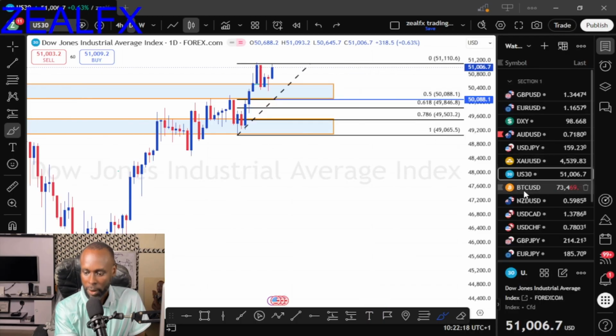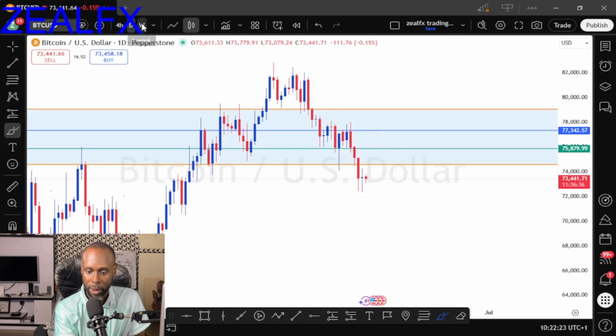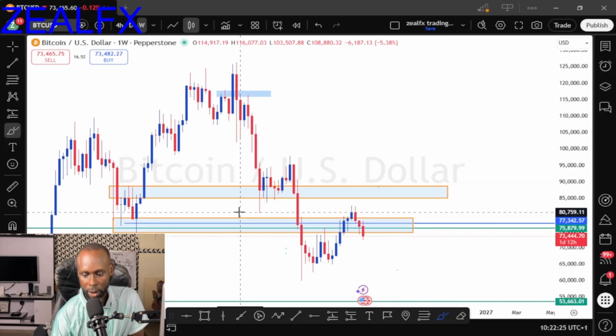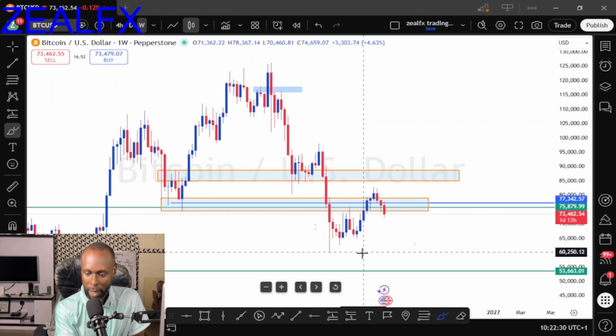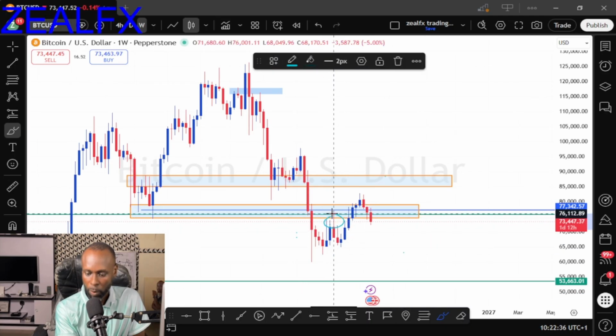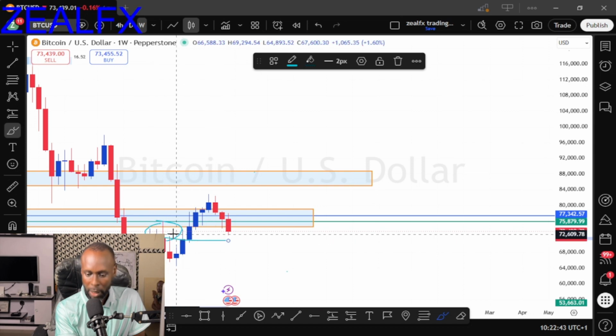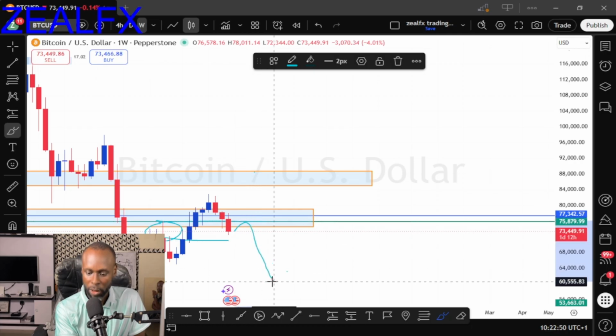So let's look at the next pair, which is the BTC USD. On the weekly time frame, we have price rejected from this support level, and price still pushed lower. Now we have price close below that level, which now converts this top to a resistance level, so we might expect a retest and see more drop on the BTC USD.